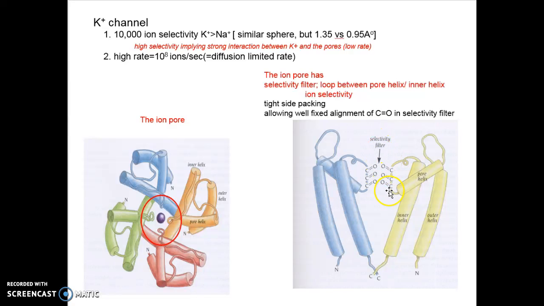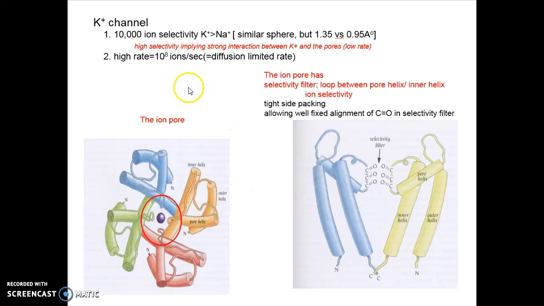Some loop connecting the pore helix and inner helix forms the selectivity filter. Main chain atoms of this loop line the walls of this narrow passage with carbonyl oxygen atoms pointing into the pore. The tight packing in this region allows well-fixed alignment of carbonyls in the selectivity filter, fixing the diameter at a pretty much fixed size.